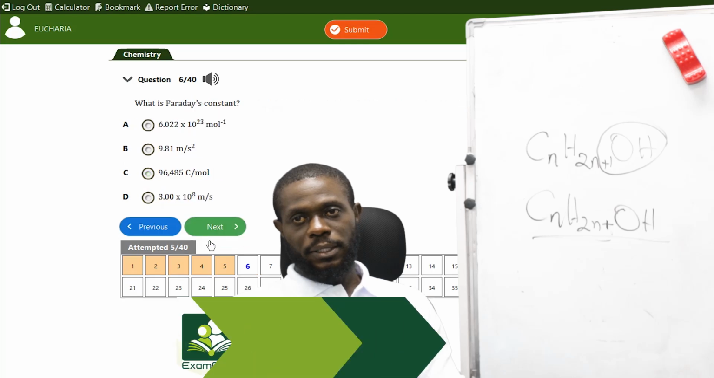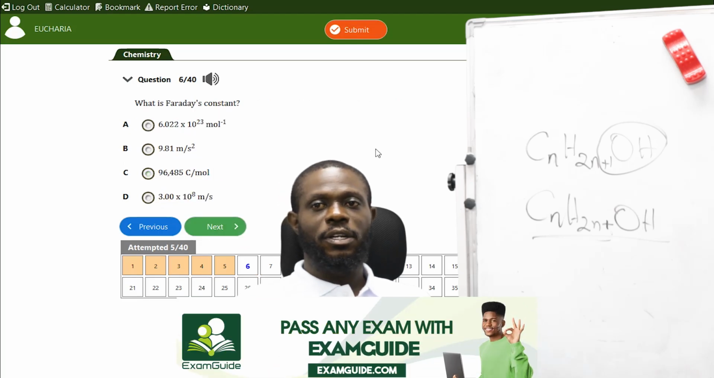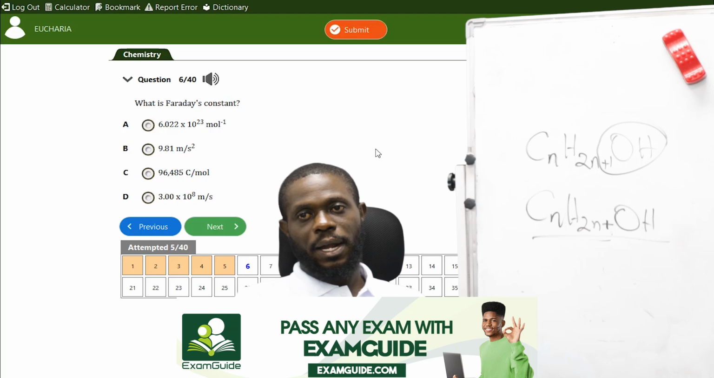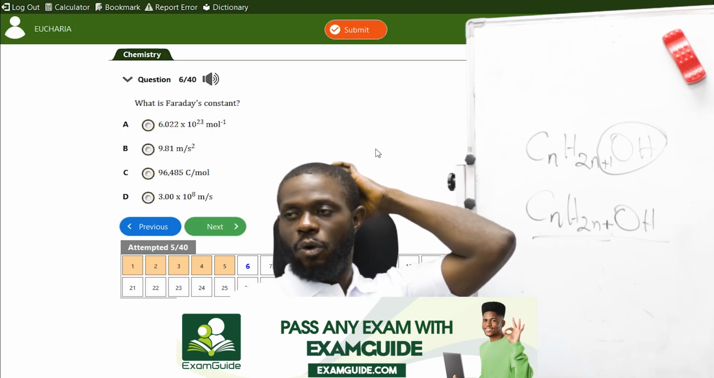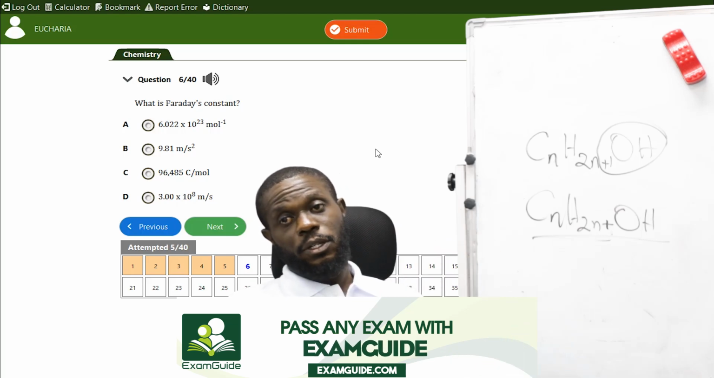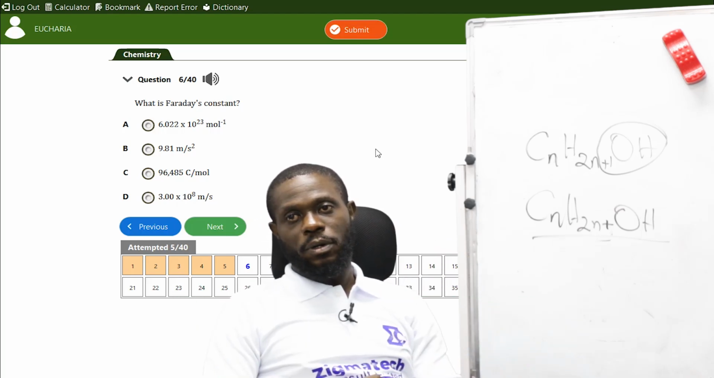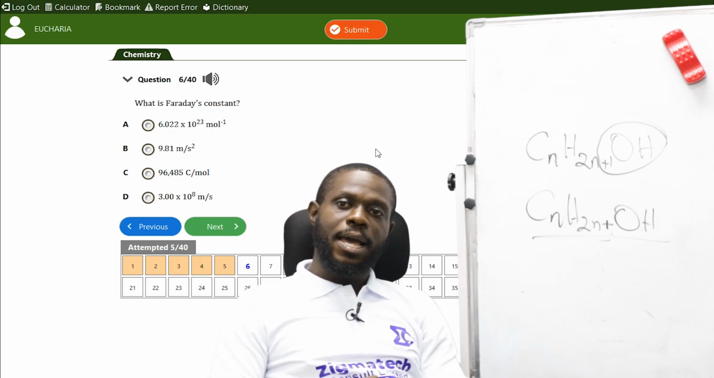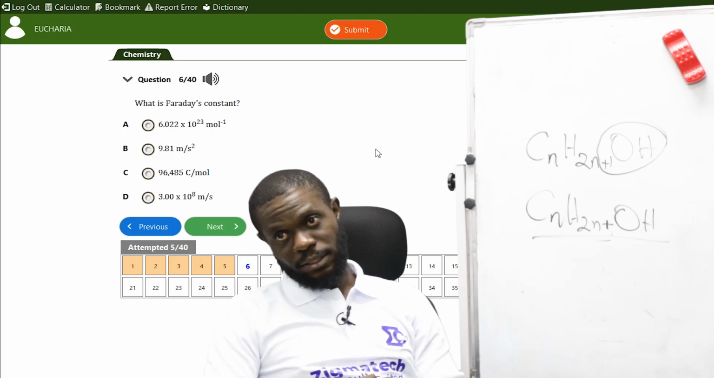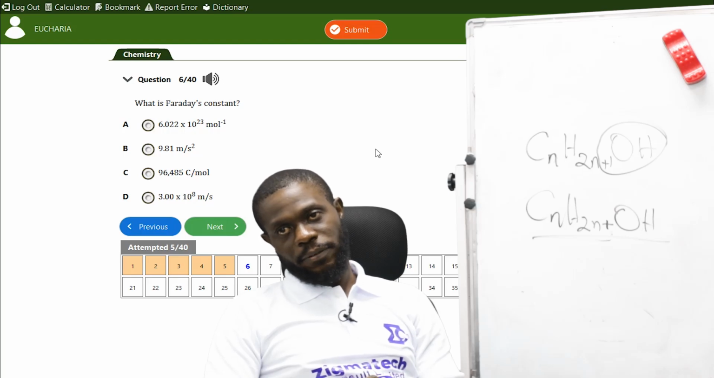Let's go to the next. What is the Faraday's constant? The Faraday's constant is calculated in coulomb per mole. Mole there is not a constant. The mole there is the amount of substance, a measurement of the amount of substance.